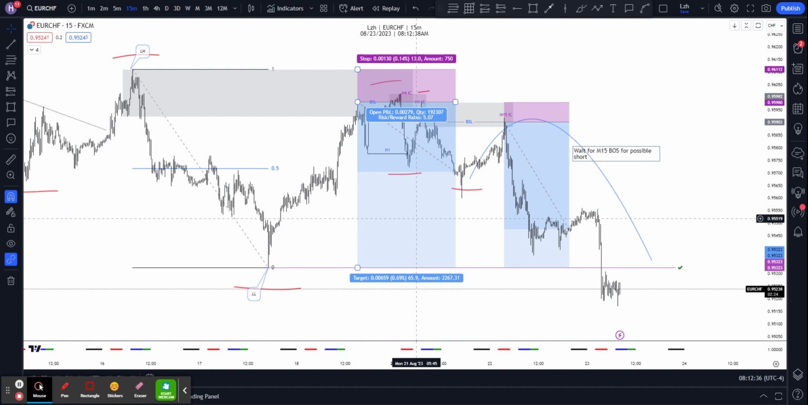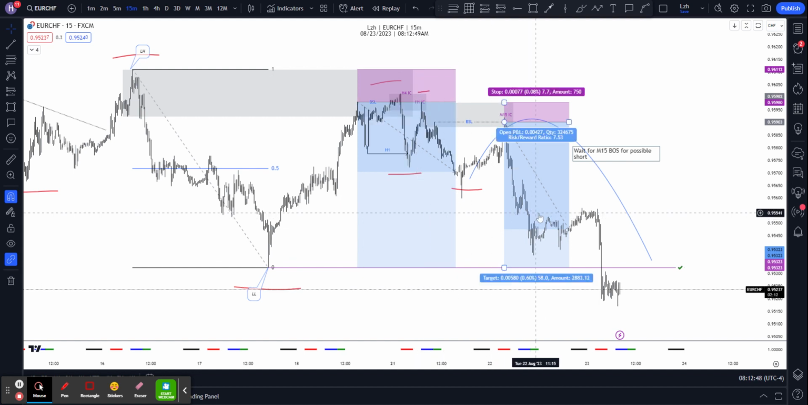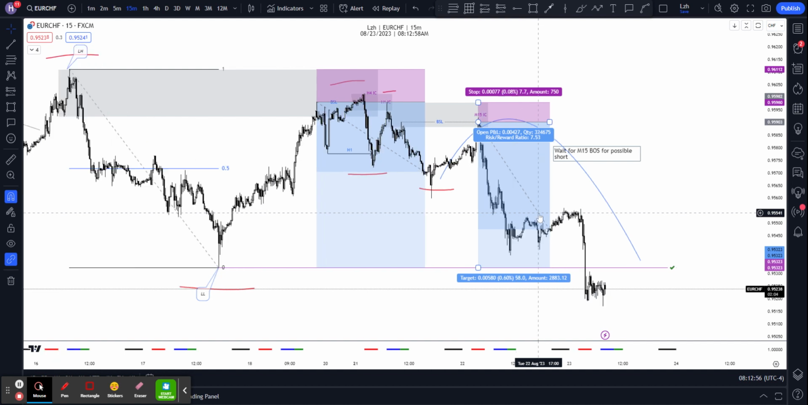Again, if you are using a 100,000 account platform, risking about 0.5%, which is $500, you will get about 2,500 from here, and about 3,500 from the M15 entry.